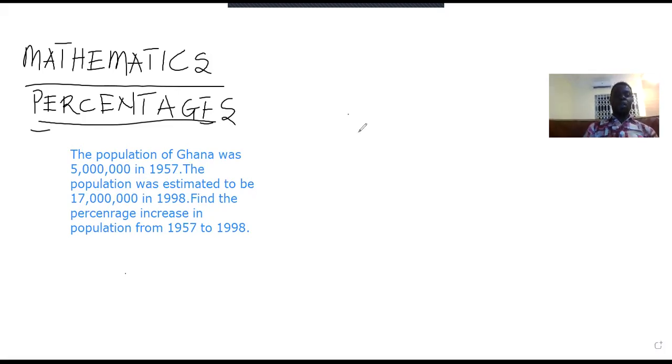Good. So there's a question. The population of Ghana was 5 million in 1957. That was the original population in 1957. The population was estimated to be 17 million in 1998. So there has been an increase in population from 1957 to 1998. Then we are being asked to find the percentage.